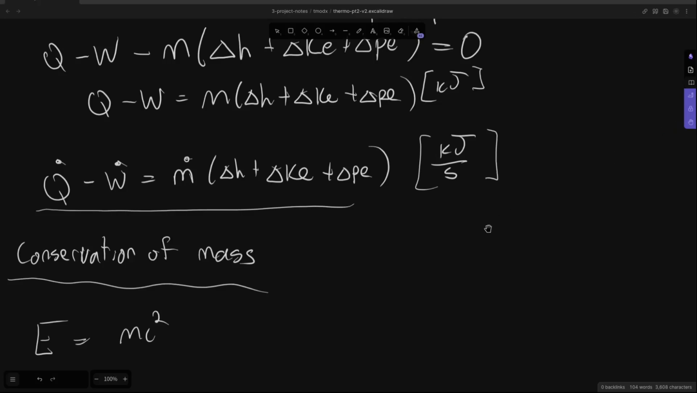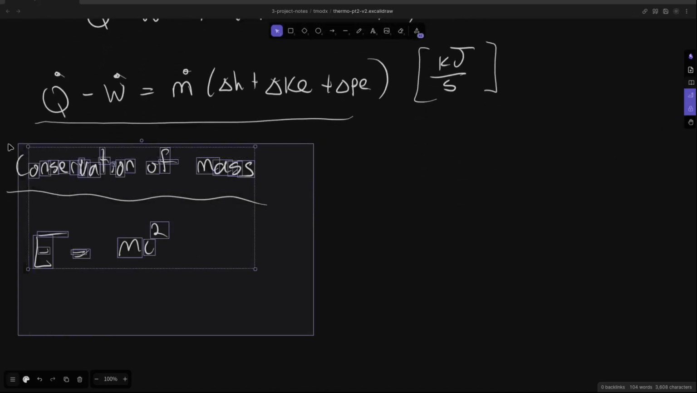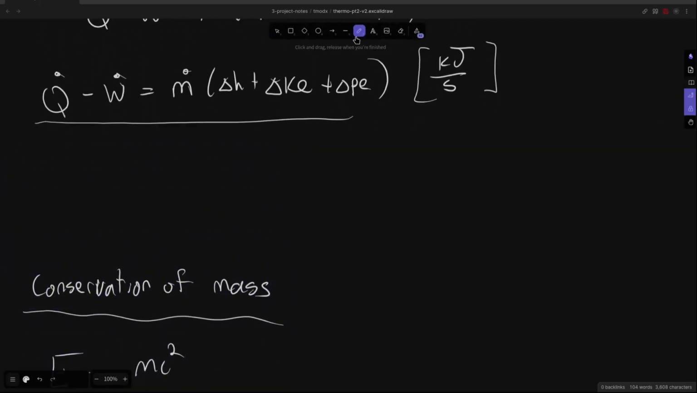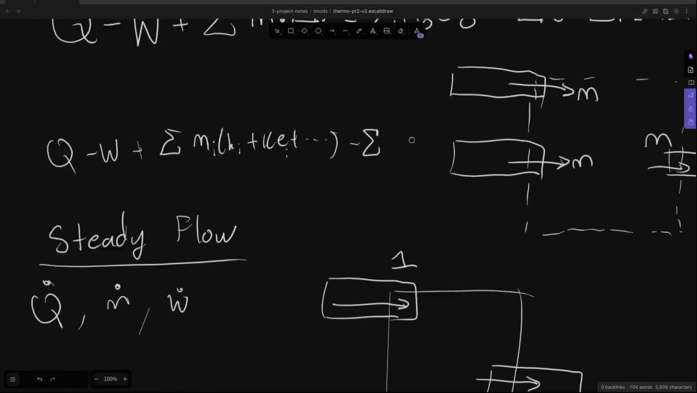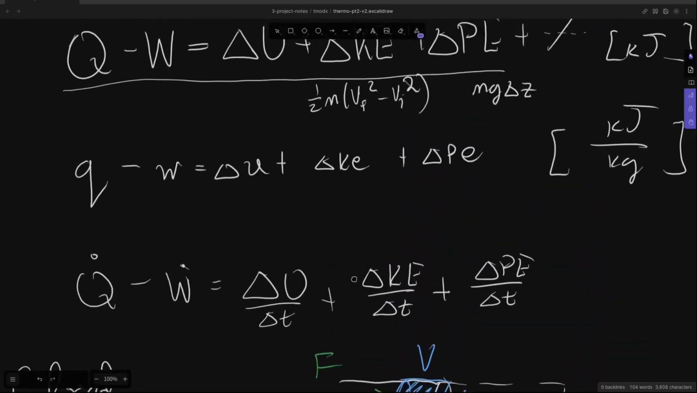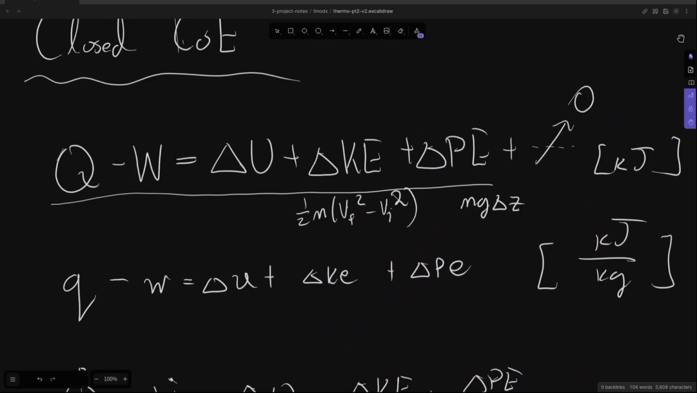And technically, if you really wanted to, you could even do these in terms of specifics. So you could have a Q minus W equals, there's going to be no mass term, right? Because we're just dividing everything by mass. Delta H plus delta KE plus delta PE if you wanted to. But again, the big equations I would pay attention to are this one right here and this one right up here.